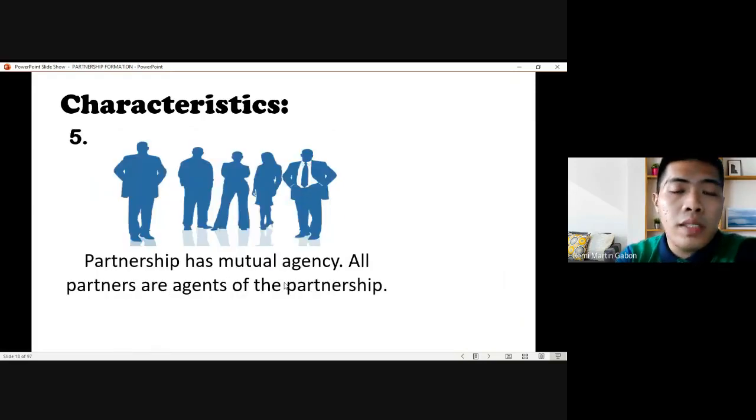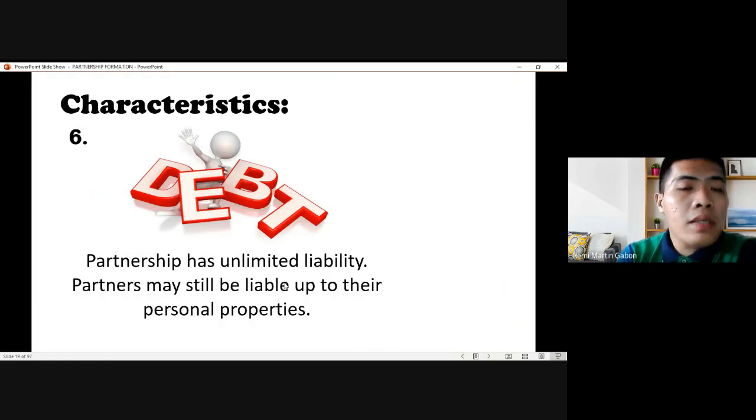Partnership has mutual agency. All partners are agents of the partnership, meaning all of the partners in the partnership can act in favor of the partnership or on behalf of the partnership. Then partnership has unlimited liability. Partners may still be liable with their personal properties, especially if the partnership is a so-called general partnership, then all of the partners are liable up to their personal assets. Okay? That is why partnership has unlimited liabilities.